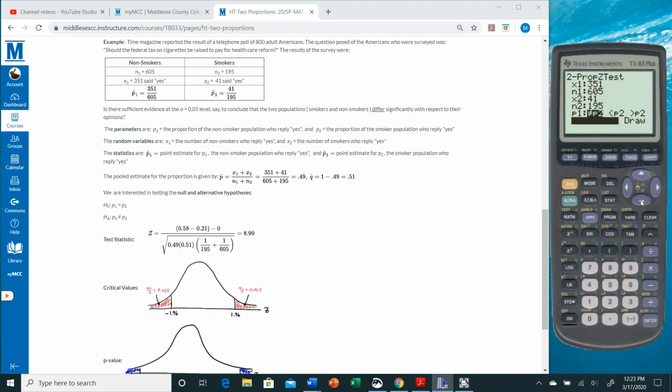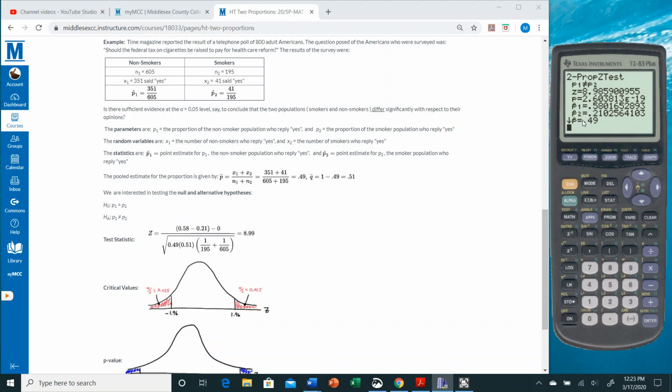So if we make these choices and go to calculate, we can see that the test statistic is what we got. It's 8.99, which is huge. That's how many standard errors our test statistic is away from 0. So that's 9 standard errors away. So that's a very unusual value to have. So there's very strong evidence for the alternative hypothesis here.